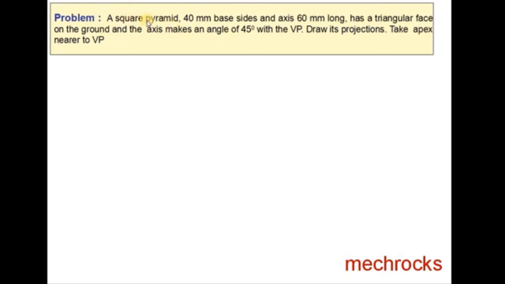A square pyramid contains 4 triangular faces. Any one should be on the ground. Ground means the origin plane. One triangular face is on the origin plane, and the axis makes 45 degrees with the vertical plane. When you are drawing the projections, this condition must be satisfied.